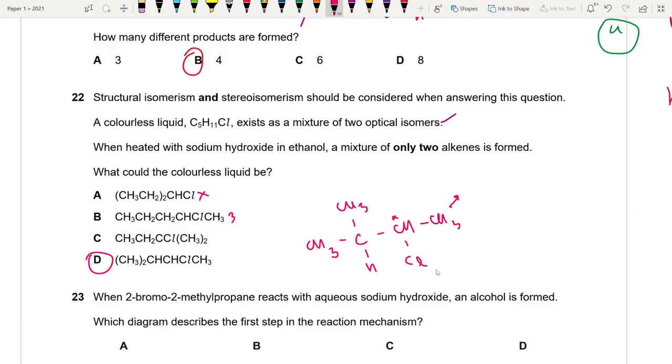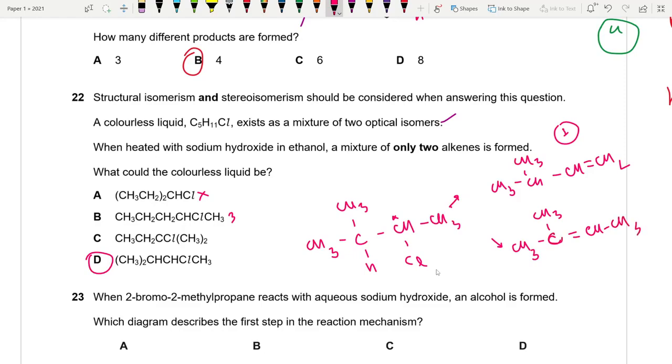After elimination, we're gonna get this on one side. CH3, CH, CH3, CH, CH2. This doesn't have cis-trans isomers, so only one over here. Then CH3, C, CH3, double bond, CH, CH3. This one doesn't have cis-trans isomerism because this carbon has two of the same groups attached, two methyl groups attached. So we only get one isomer from here as well. 1 plus 1, 2 in total. So the answer is in fact D.